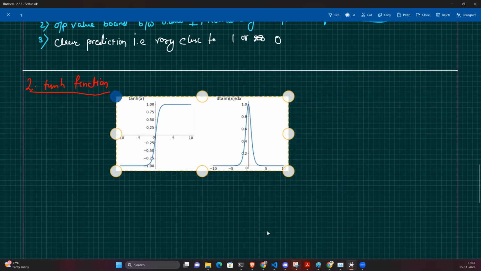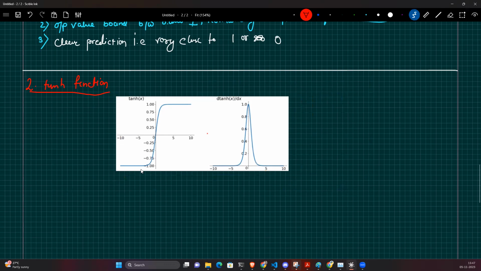So this is called the tanh activation function. The tanh activation function can be defined like this: tanh(x) is equal to e to the power x minus e to the power minus x, divided by e to the power x plus e to the power minus x. This is called the hyperbolic tangent function.